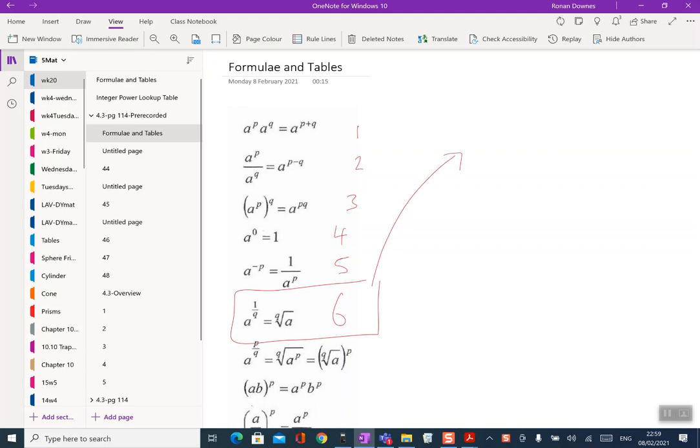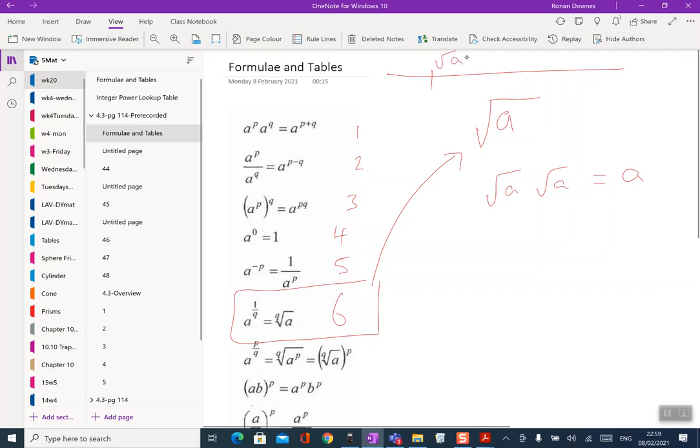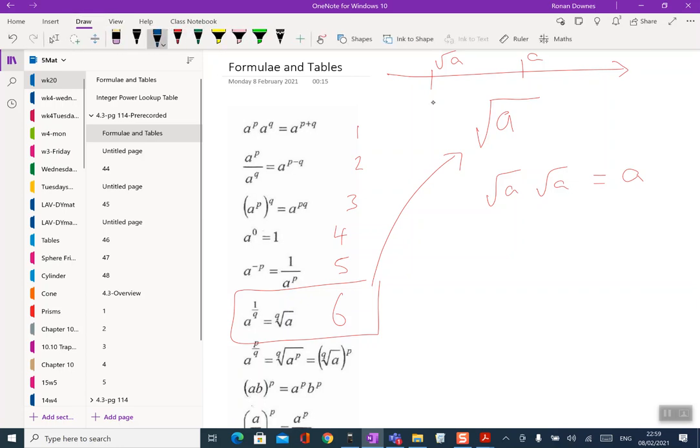Okay, a concept you need to know in advance is the meaning of the square root of any number A. It means that the square root of A times the square root of A is equal to A. So basically the square root of A is some number on a number line, and when you multiply that by itself you get A. That can be a little bit misleading, in that it could also be the other way around, depending on whether A is bigger or smaller than 1.